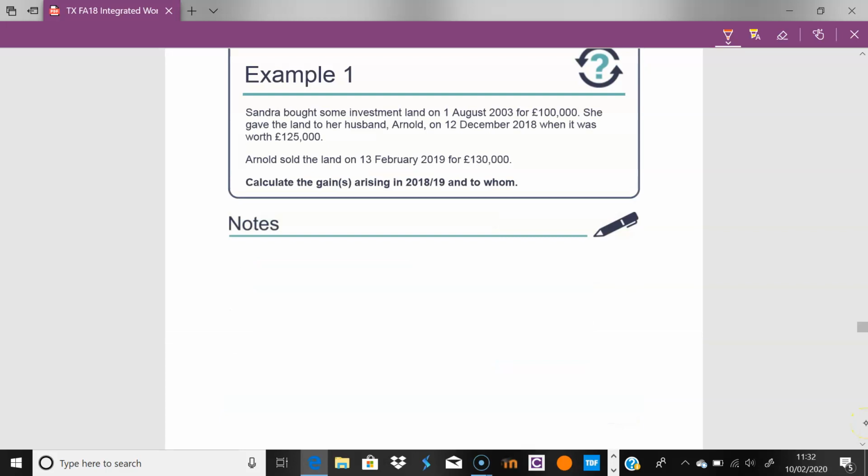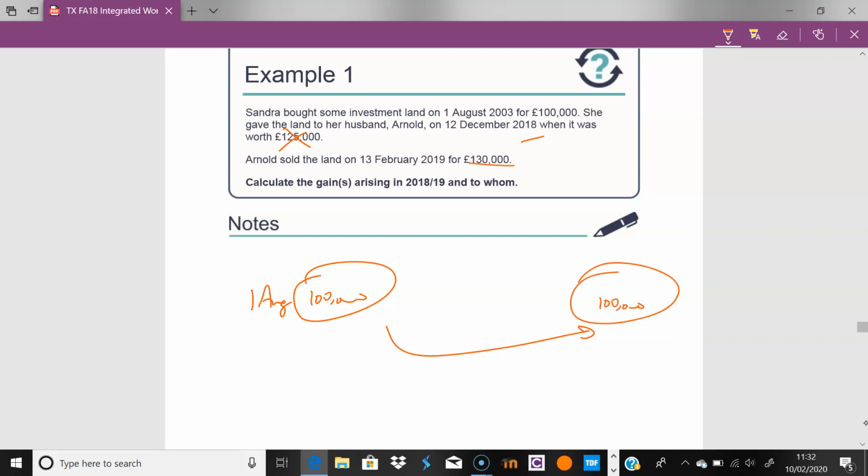So let's look at this scenario here. We have Sandra. She bought some land on the 1st of August for 100,000. She gave it to her husband when it was worth 125. This number is totally irrelevant. She gifts it to her husband on this date. There is no indexation for inflation. She literally gives it to him, and it is at that cost of 100,000. He goes along and he sells it for 130,000, which is fine.